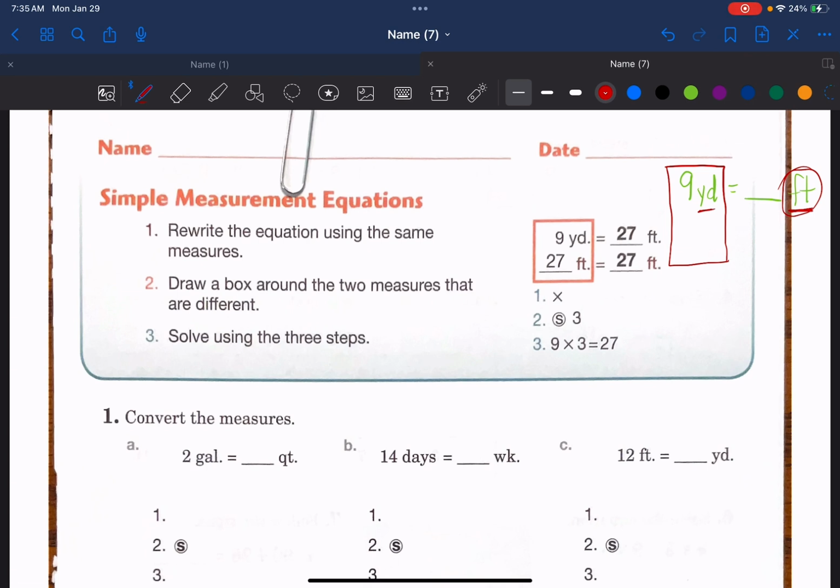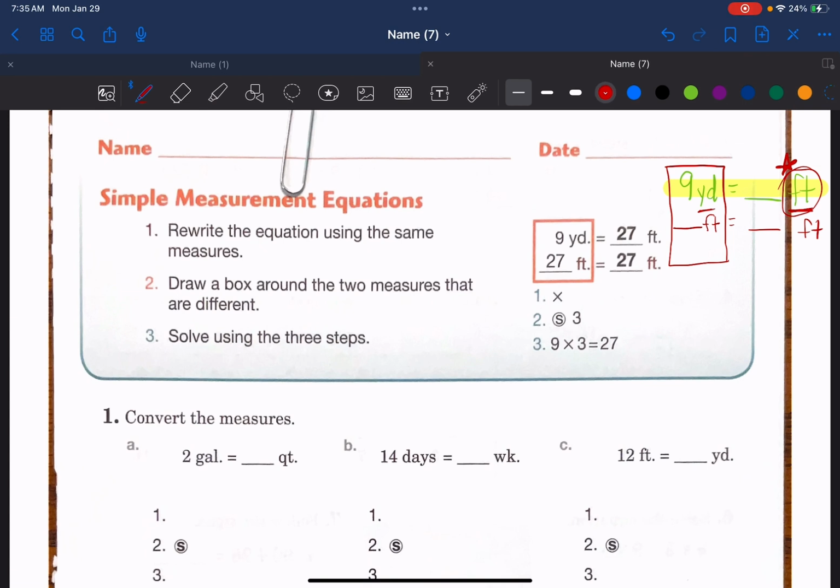When you put the box around it, you're also going to draw a line and write feet, because that's what the answer is supposed to be in. And then you're going to write equals blank feet. So now it's kind of like this top row is no longer here, and we have a brand new equation down below.